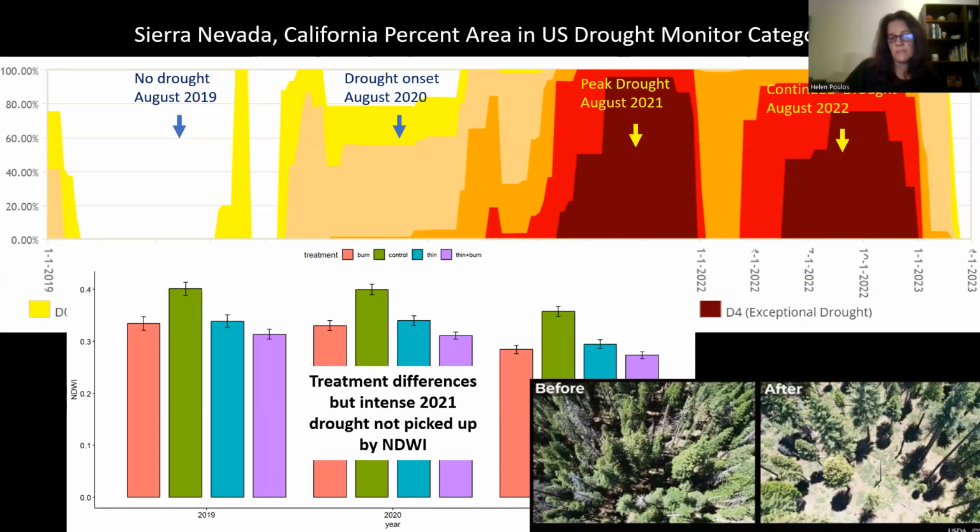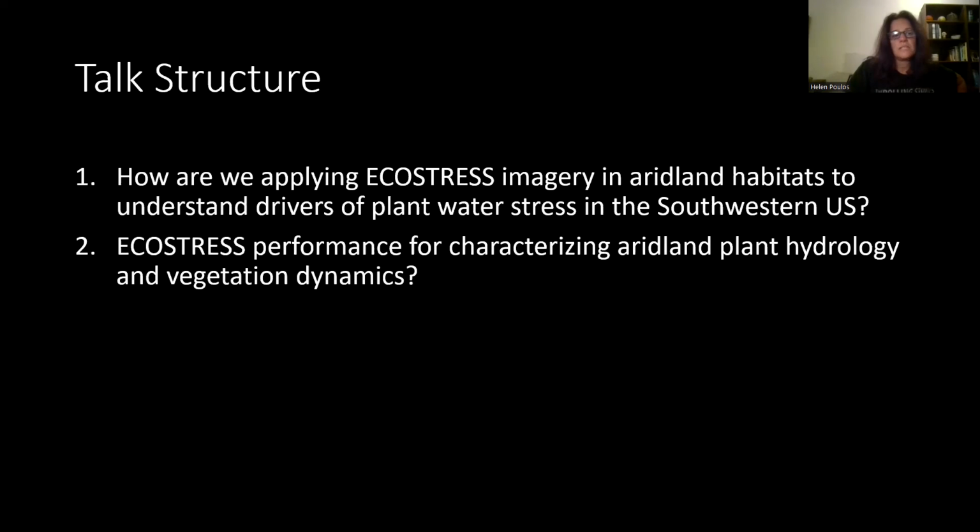NDWI at 30-meter resolution, or the normalized difference wetness index from Landsat, is still not really picking up some of these differences, despite the fact that we have a lot of field data to show that these thinned or treated stands experience significantly lower mortality in drought years after treatment than these other sites that were untreated. And so our next step is to go ahead and use Sentinel-2 data to see how it compares. And so now I'm going to continue the talk to talk about how ECOSTRESS performs for characterizing arid land plant hydrology and vegetation dynamics.